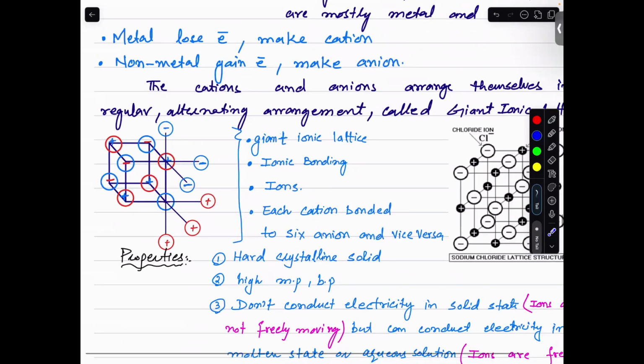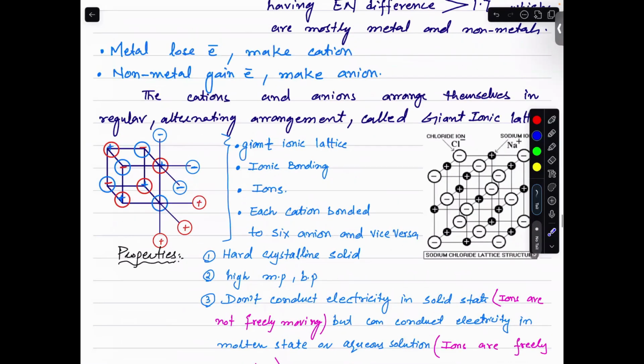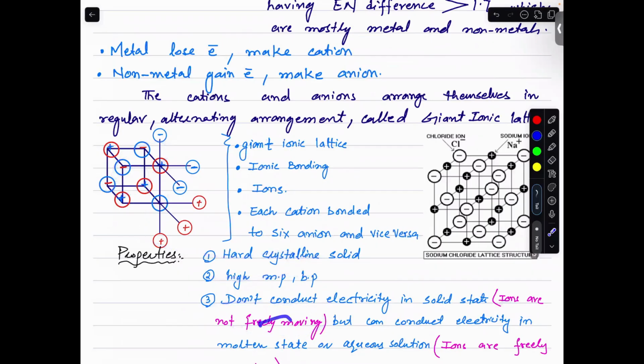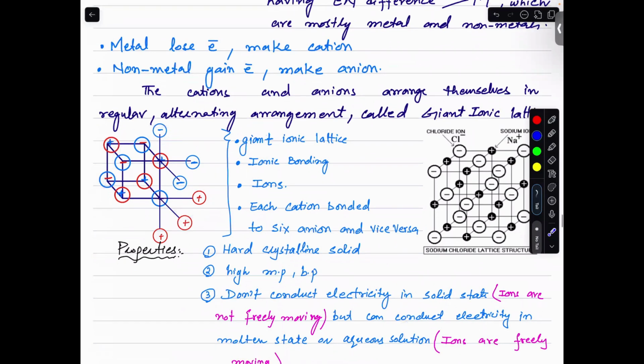All ionic compounds are hard crystalline solids with high melting points. They don't conduct in the solid state. The ions are fixed, they're not moving freely. They just vibrate. But when you put them in water or melt them, the ions become free to move.